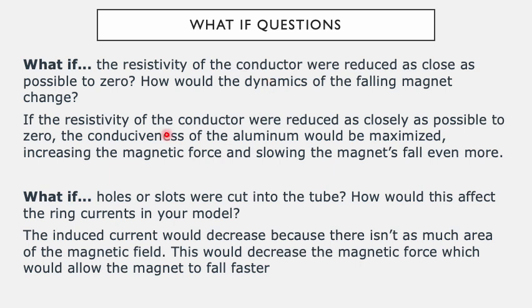And then what if there were holes or slots cut into the tube? How would this affect the ring currents in your model? The current would decrease, so there wouldn't be as much area of the magnetic field, and so this would allow the magnet to fall faster, and that's it.